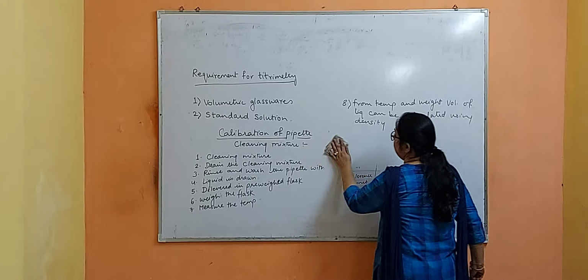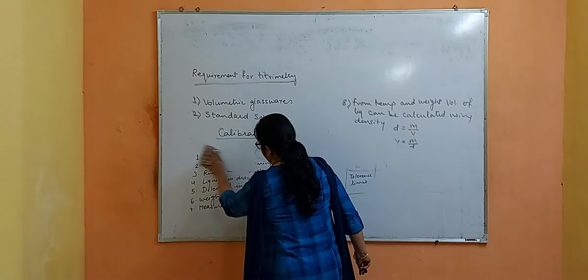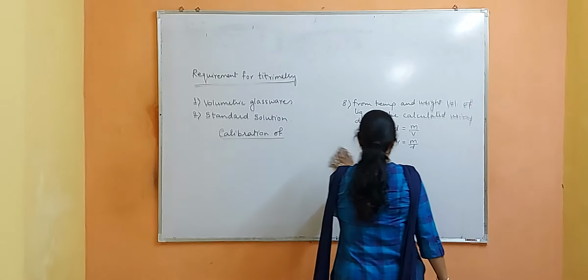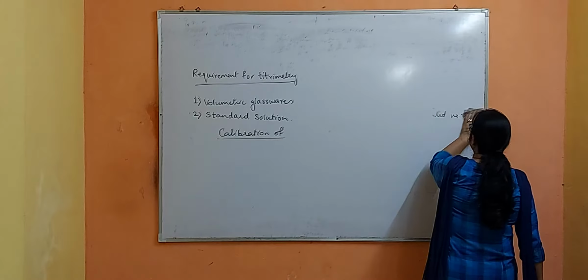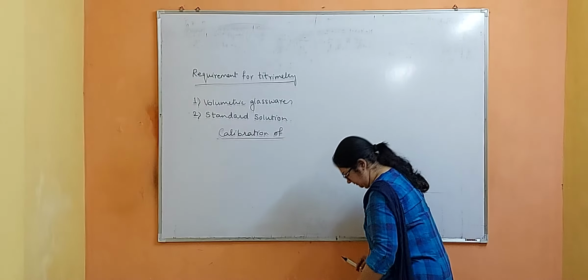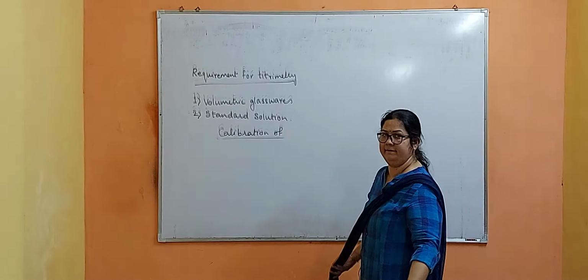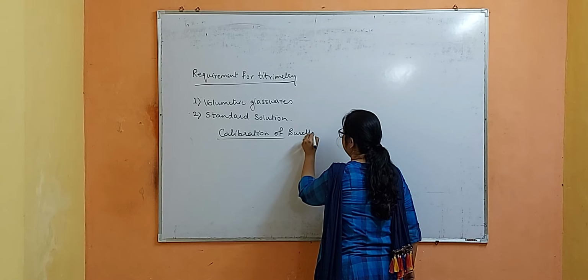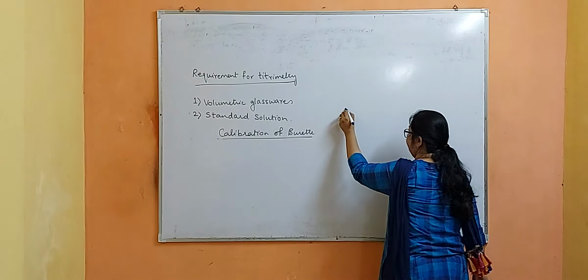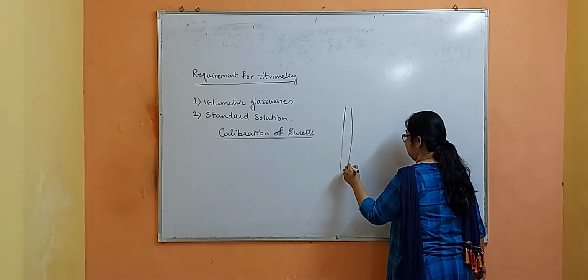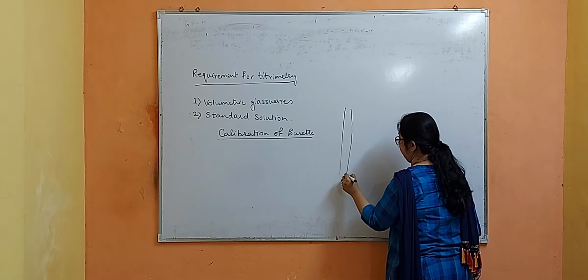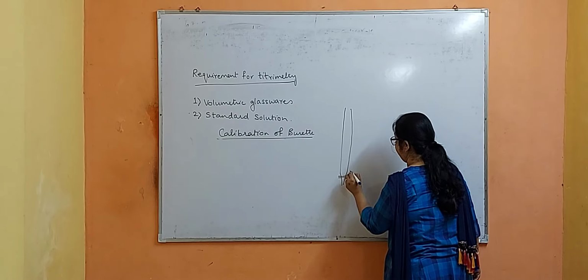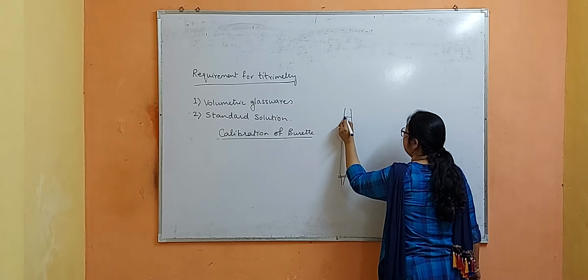Moving on to the calibration of burette. For that, you should know what a burette is. It is a glass cylindrical tube, narrowing at the tip, which is provided with a stopcock, and there are marks.